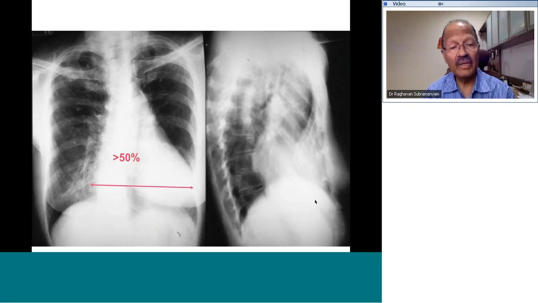Now, all of you know how the cardiothoracic ratio is measured. It's the maximum dimension of the cardiac contour, not shown by a single line as shown here. You must take the maximum dimension of the right border and the maximum dimension of the left border and measure it against the maximum inner diameter of the chest, probably at the lower part of the chest here, and express it as a percentage.